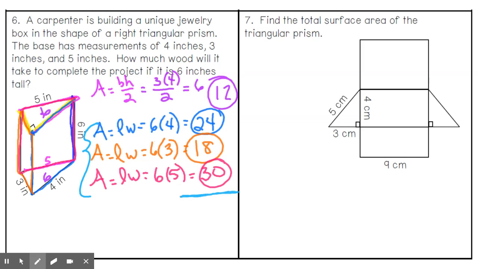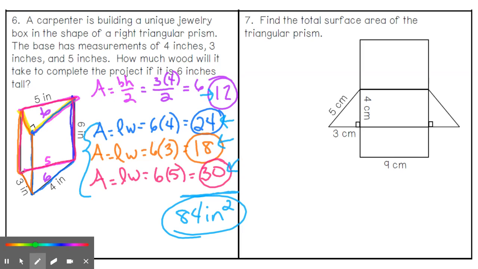Then we just have to total this. So we know that 12 and 18 is 30, plus 30 more is 60, plus 24 is 84 square inches. And that would be the surface area, so that would be how much wood is needed to make the jewelry box. And then on number 7, we're looking at one that has a net.